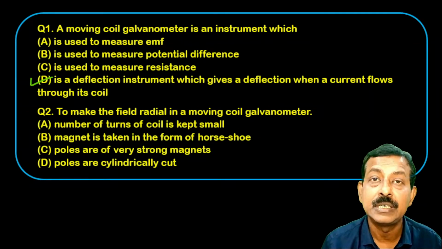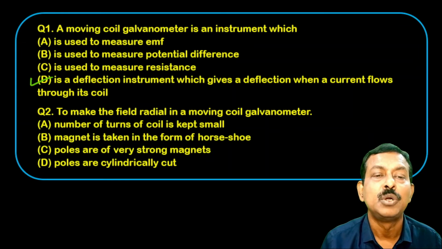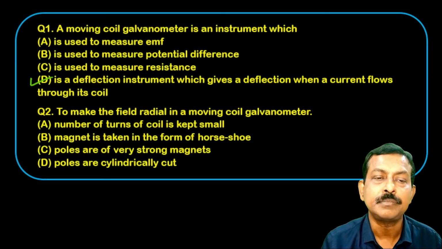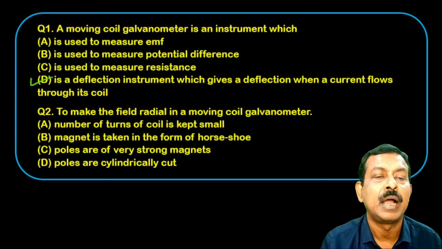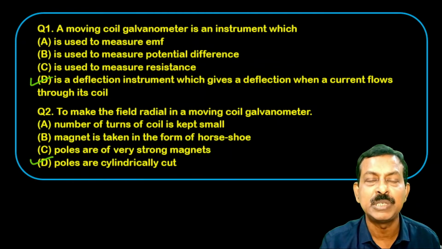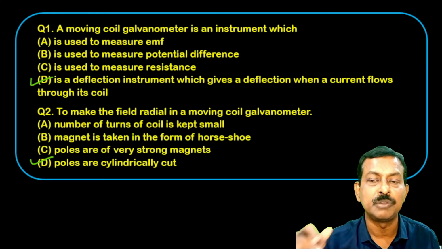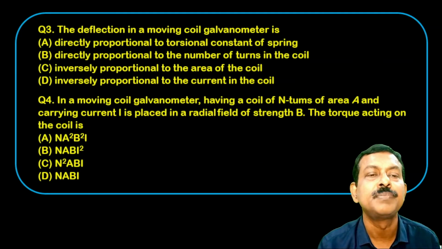Now let's see the next question. To make the field radial in a moving coil galvanometer, the options are: the number of turns of the coil is kept small, the magnet is taken in the form of a horseshoe, the poles are of very strong magnets, and the poles are cylindrically cut. So this is the correct one, the fourth one. It has basically a radial shape so that the magnetic field will always be perpendicular to the vector area.